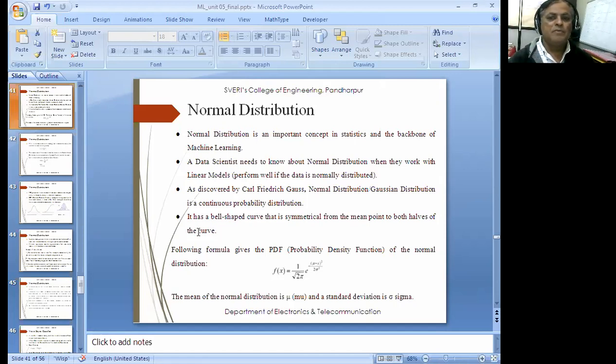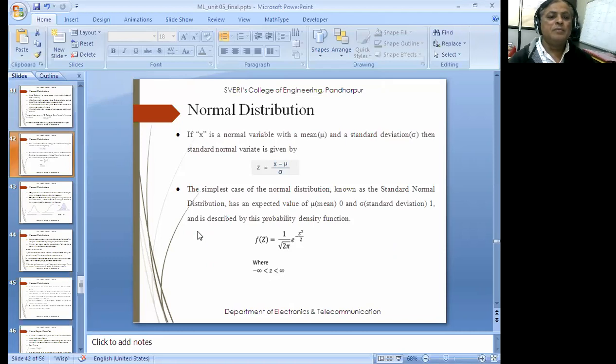So the formula we have seen is the probability density function for a normal distribution. We have seen that also. So f(x) is equal to 1 upon root 2 pi, e raised to minus (x minus mu) whole square upon 2 sigma square. The mean of the normal distribution is mu and the standard deviation is sigma. So we know that mu is the mean and sigma is the standard deviation.